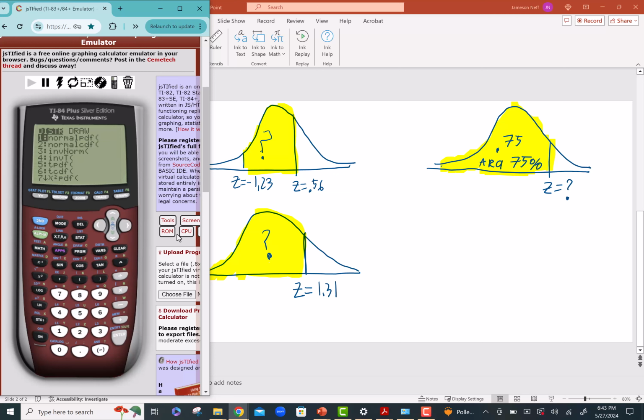That's telling you the height of the curve. Just don't worry about that. You won't need that. Okay, so you do normal CDF, and then you type in, right?